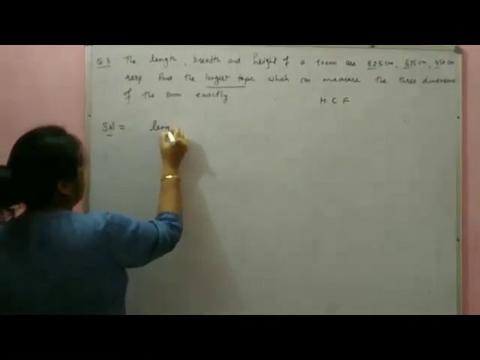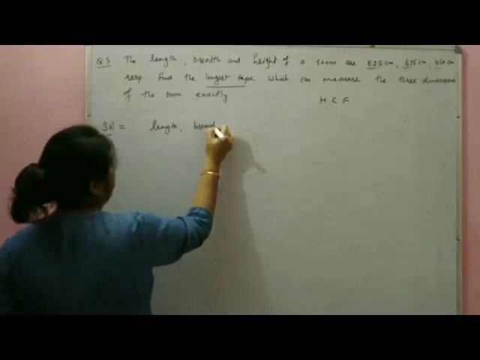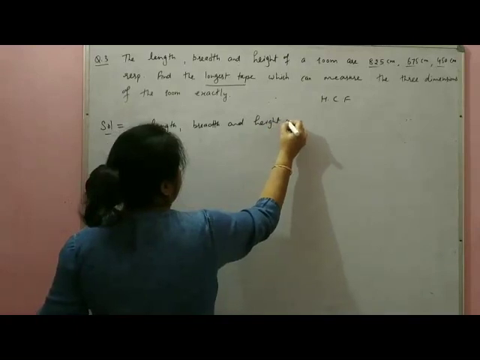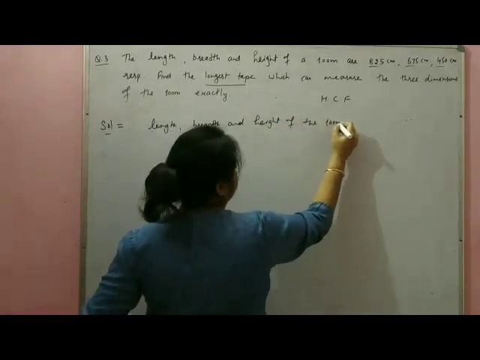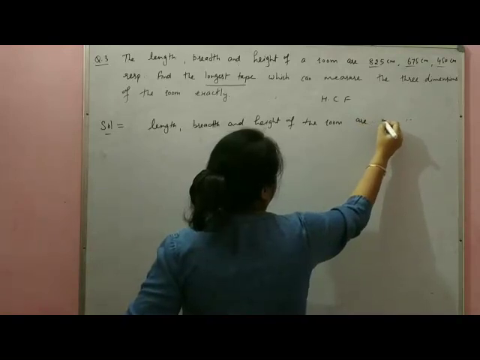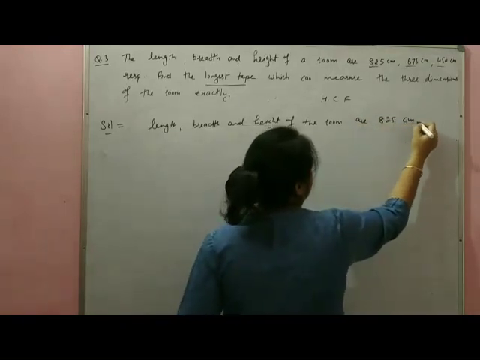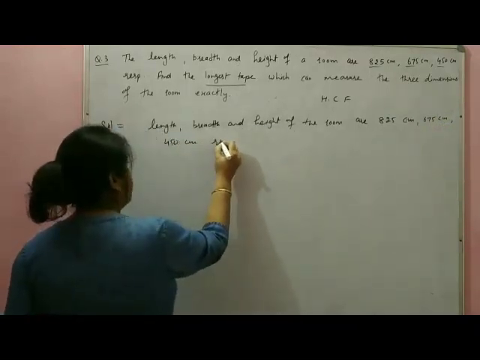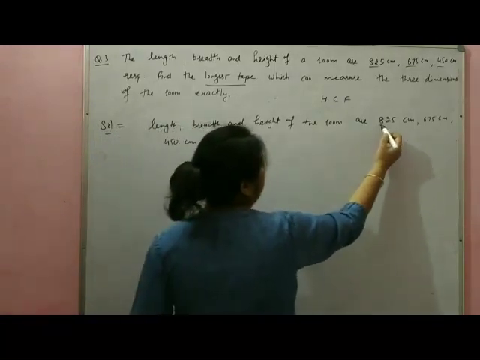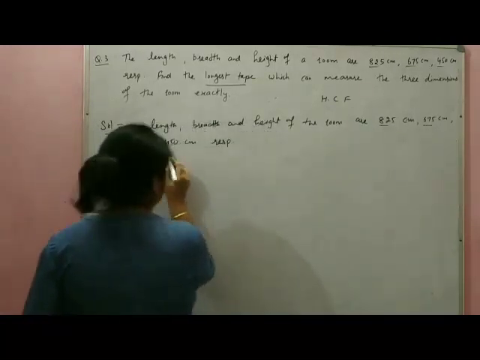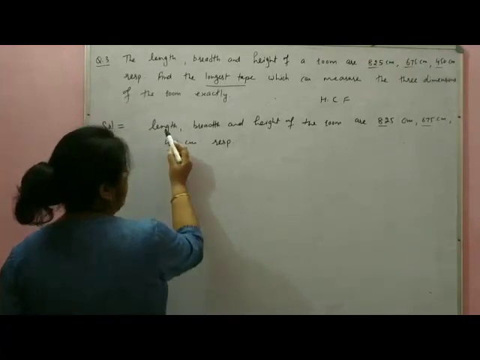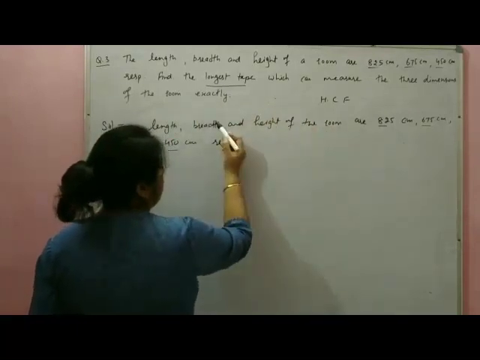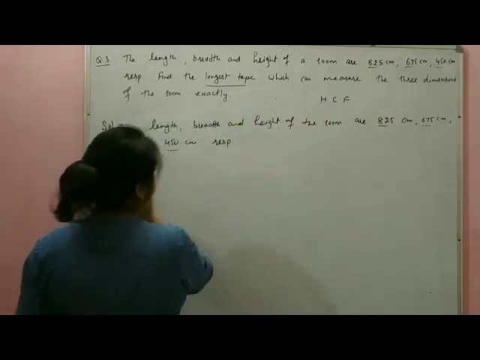The length, breadth and height of the room are 825 centimeter, 675 centimeter, 450 centimeter respectively. Respectively means we will get the given values corresponding to this. First one is your length, second one is your breadth and third one is your height.